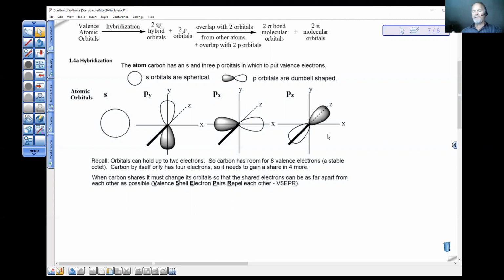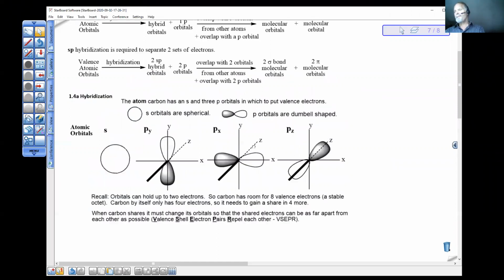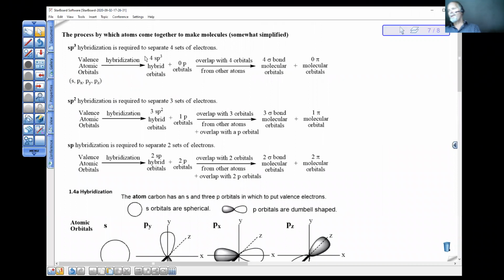And we have to hybridize the correct number of orbitals to get the number of things surrounding the atom separated by as far apart as we can possibly get. So hybridization accomplishes that for us. So there's only 3 hybridizations you're responsible for in organic chemistry. There's the hybridization that has to occur when you need to separate 4 sets of electrons. That was that example I told you. You got CH4. I need to get those 4 H's separated as far as possible.